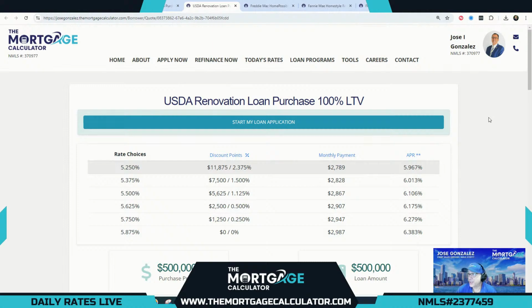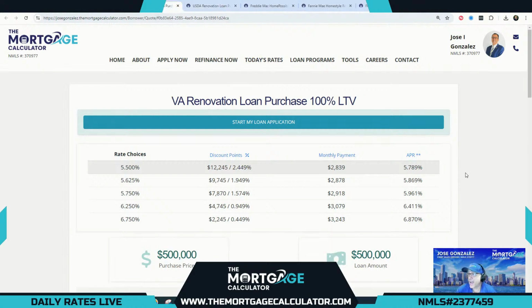And I did promise you some high LTV options. Well, look at this, right? USDA renovation loan purchase, 100% LTV. 5.875 is our lowest cost option at par, and you can buy this down all the way to 5.25%.